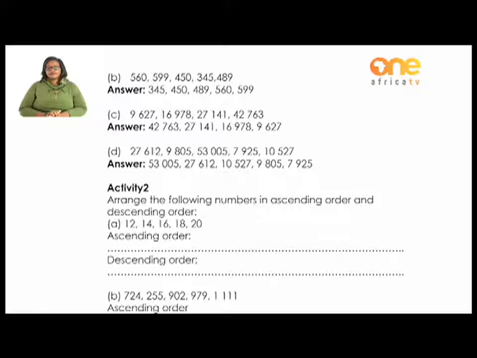Number C, we are also putting it in descending order. We will start with the biggest number, which is 42,763, followed by 27,114, 16,978, then the last one will be 9,627.